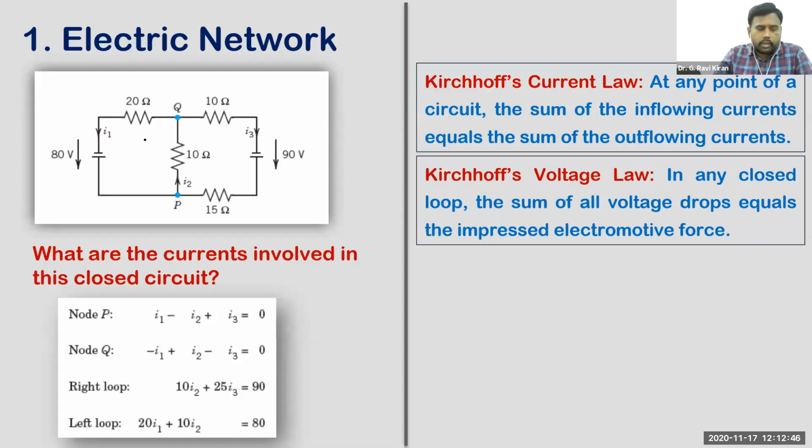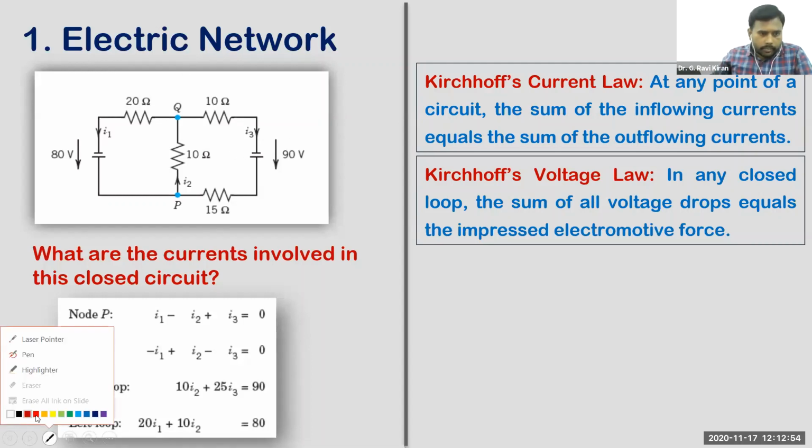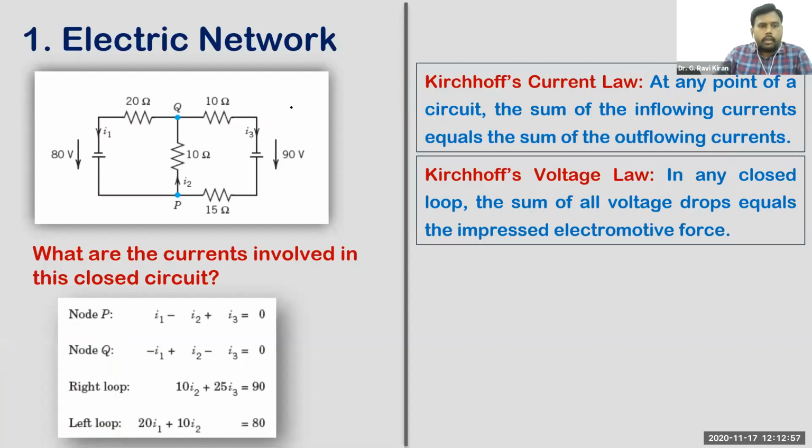Look at this particular network. If you look at these symbols in the network, you can understand they represent resistance. They are all resistors. It is a closed circuit where you have two different electric sources and there are 1, 2, 3, 4 different resistors. This is a resistor of resistance 20 ohms and this is a resistor of resistance 10 ohms, and there is one more 10 ohm resistor and one more 15 ohm resistor.